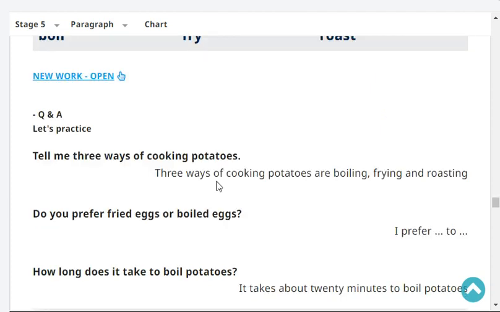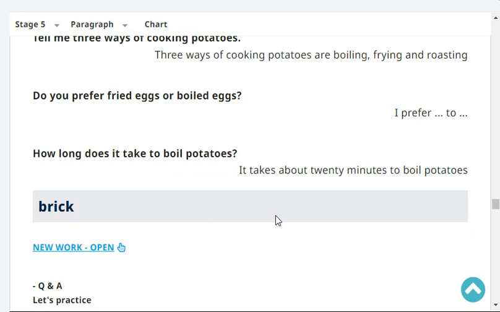Very good. Tell me three ways of cooking potatoes, please. Three ways of cooking potatoes are boiling, frying, and roasting.